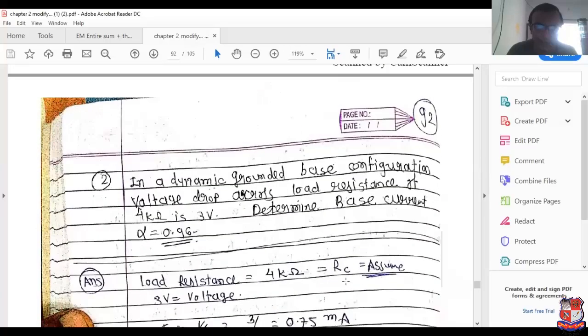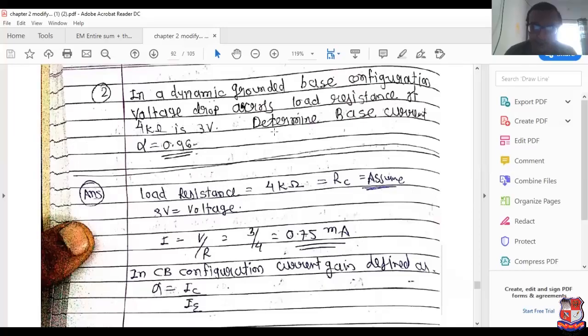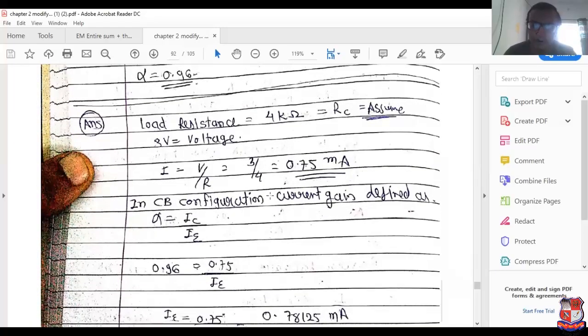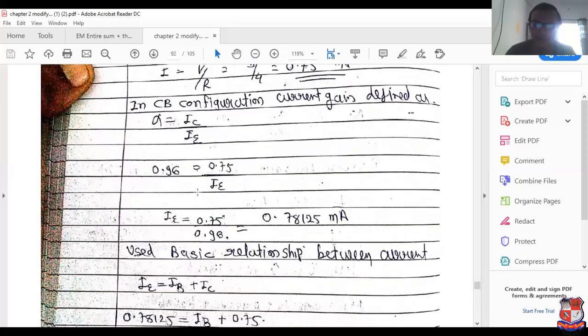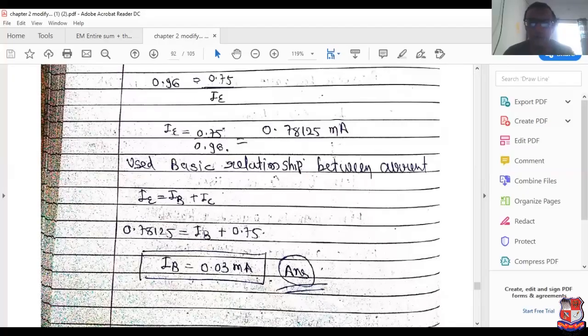Now this is the second example. In a common base configuration, the voltage drop across the load resistance of 4 kilo ohm is 3 volt. Calculate the base current. Load resistance means RC, RC equals 4 kilo ohm, and 3 volt is the VCC. I = V/R, so 0.75 milliampere. So the collector current is 0.75. Alpha equals 0.96, already given. So alpha equals IC upon IE, so IE equals 0.78125 milliampere. And IB equals 0.03 milliampere. So this is the answer.